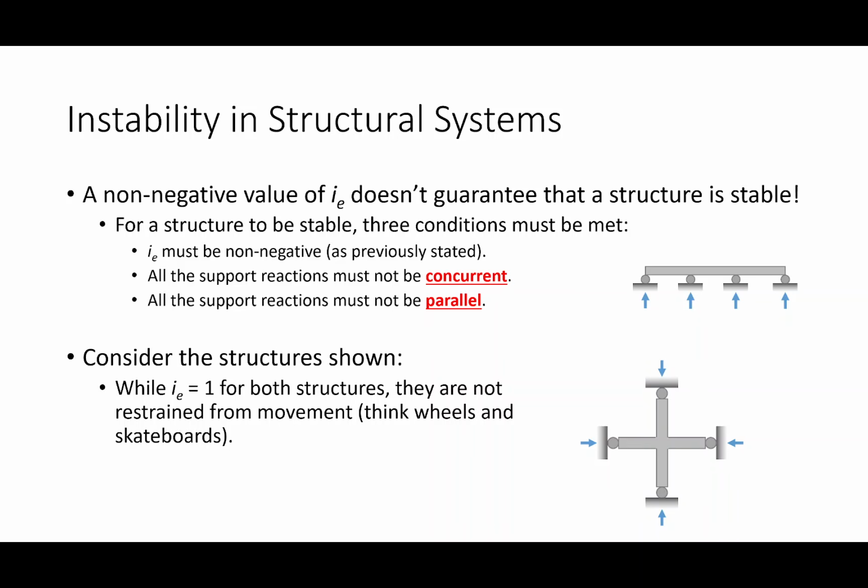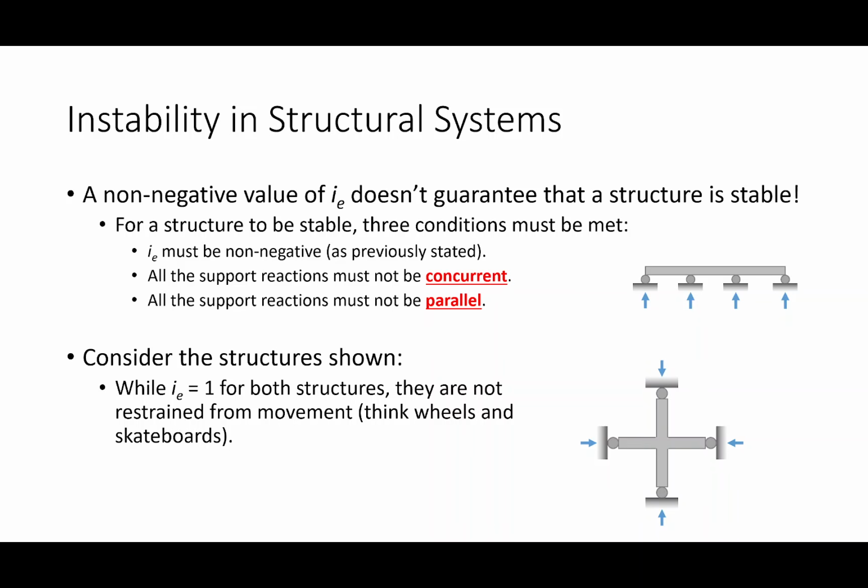Let's take a look at this structure. If I calculated I for this structure, what would I get? I'd get 1. But is this structure stable? It's just a skateboard, right? It's just a skateboard with more wheels. How do we scientifically say that it's unstable? It has 4 reactions, and all of those reactions are parallel. That's what that means, okay?